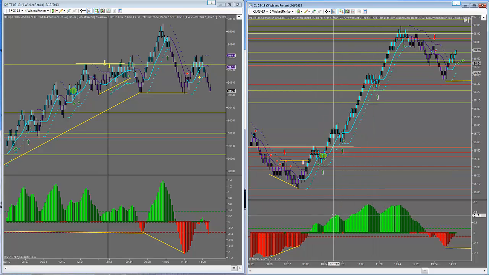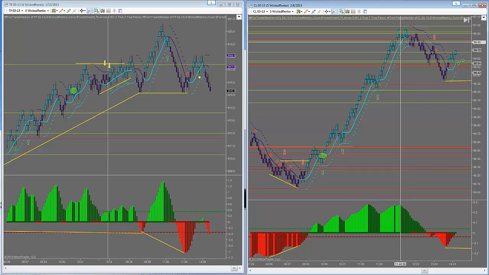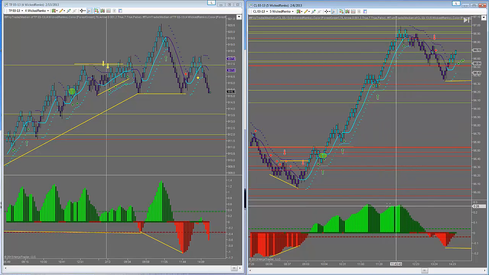But notice no divergence here. Now we get up here and you start to see divergence forming. So I don't know if I want to be adding anymore or trying to get long up here. Okay? And it was nice about this, too.